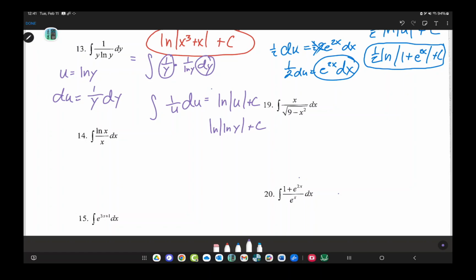All right. Try 14. 14 is pretty much a very, very similar question.